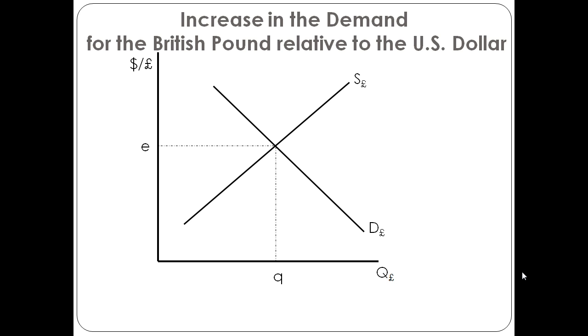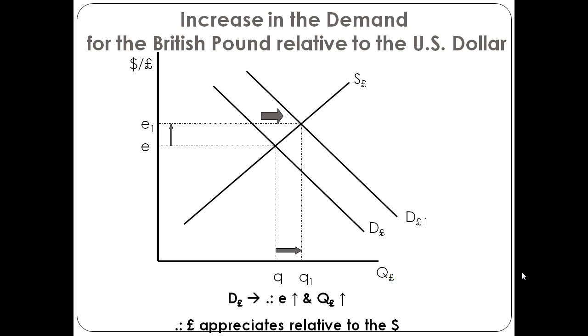Now we're going to increase demand for the pound from D pound to D pound 1. Where D pound 1 meets the supply of pounds, you can see that we have a new exchange rate, E1, and a new quantity of pounds, Q1. So what happened here, as we read the bottom, is the demand for the pound shifted to the right, which implied that the exchange rate went up and the quantity of the pound went up. So the pound appreciated relative to the dollar.